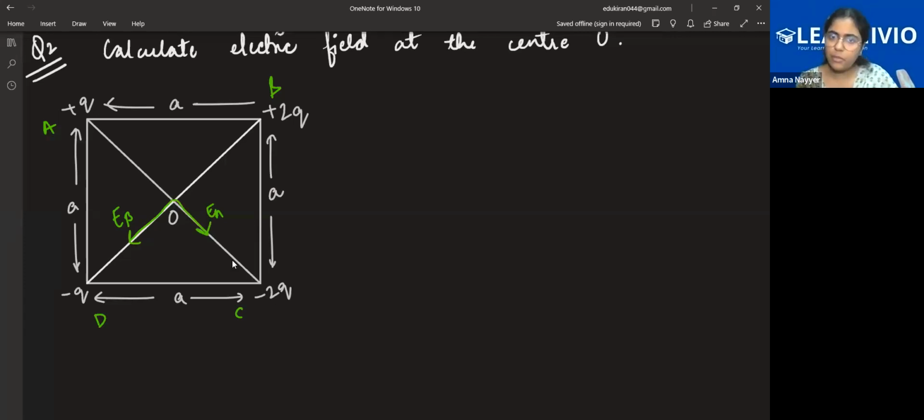So if I move towards C, that will be towards the charge, correct? So this means the direction will be this. Electric field due to C. Similarly, for this minus Q, if I have to move towards the charge, this will be the direction of electric field, that is ED. First, tell me, are the directions clear to all of you?